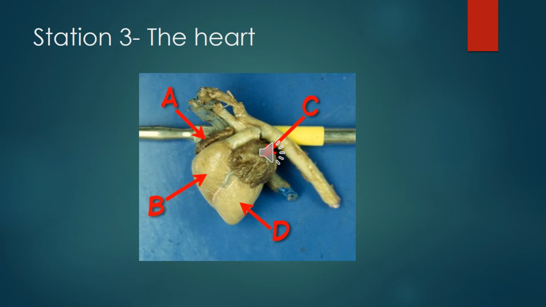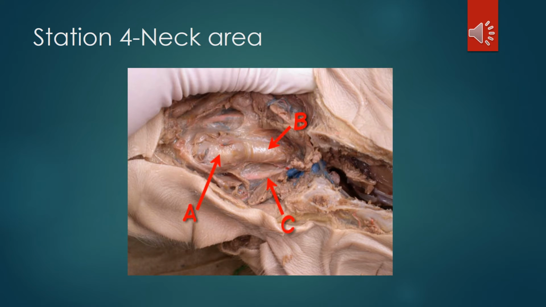Okay, so this is the neck area. And here we've got A is the larynx. B would be the trachea. And C, it's kind of pointing to where the thymus gland is. So we're going to call that the thymus gland. Remember, glands are the areas that look like spongy things. So we're going to call that the thymus gland.